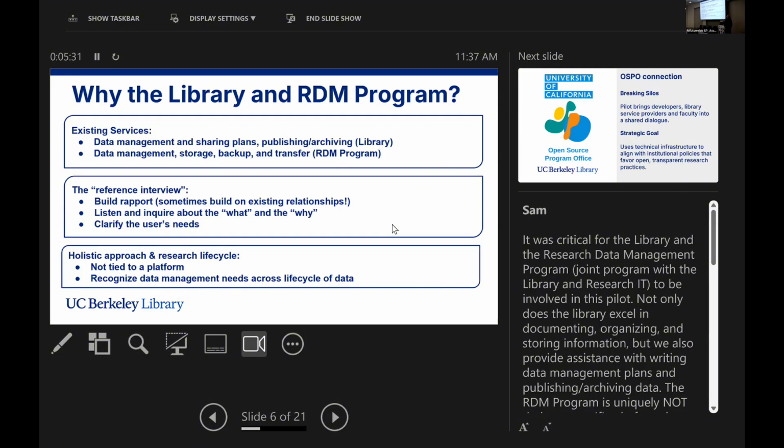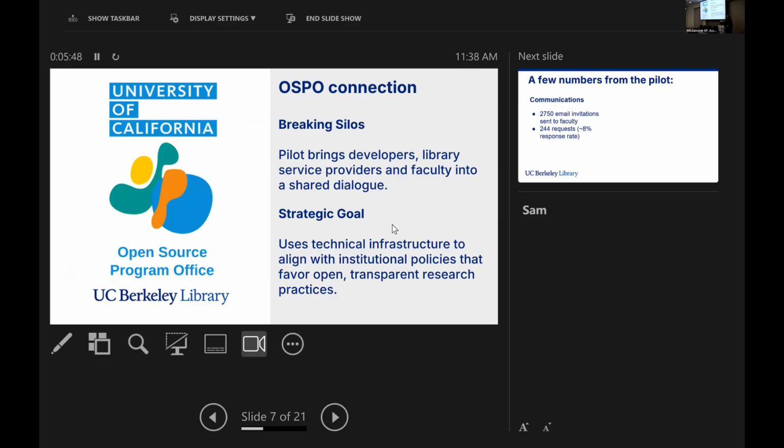We also come at this with a more holistic approach to the research lifecycle. So we wanted people to not be obsessed with or too concerned with the platform itself, but to think about the overall workflow and to be able to recognize their data management needs across the life cycle.